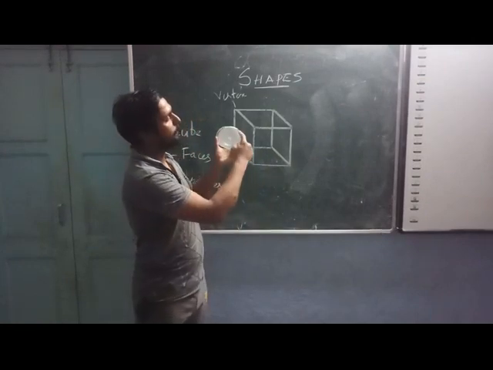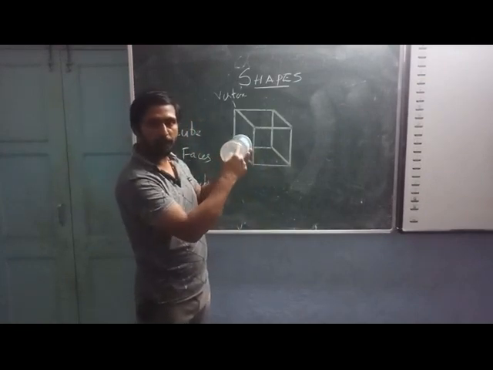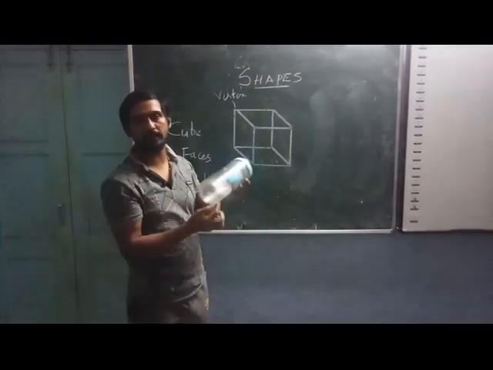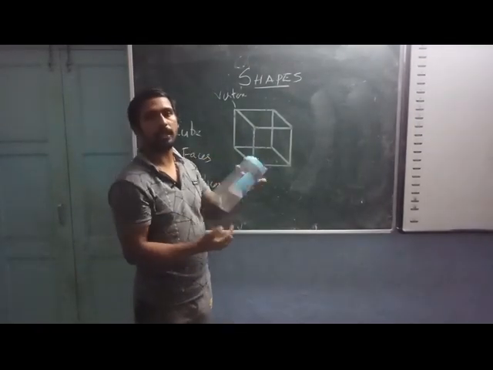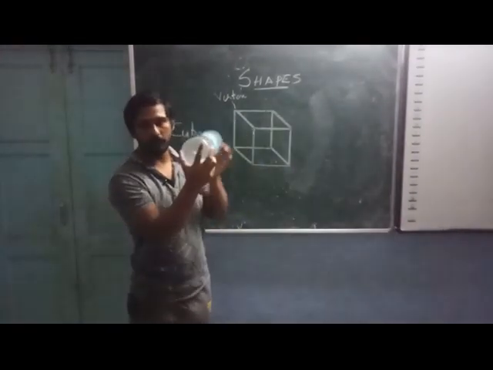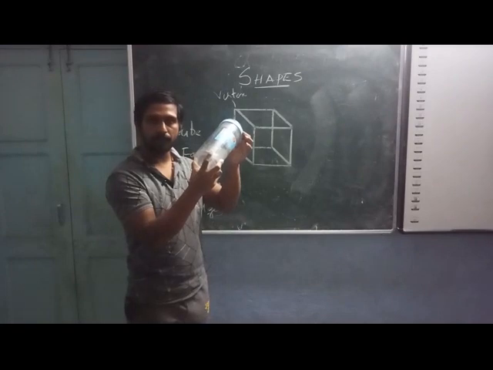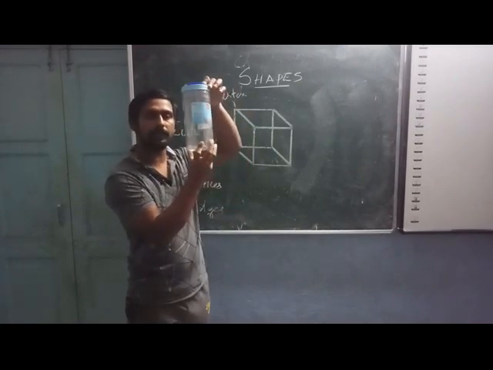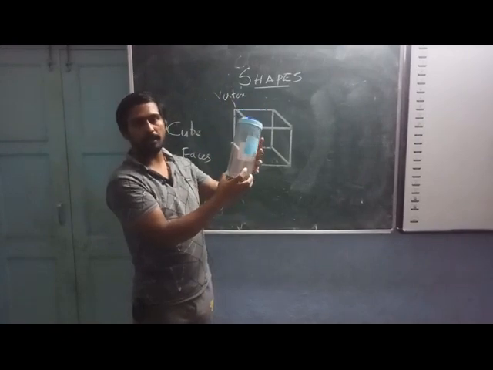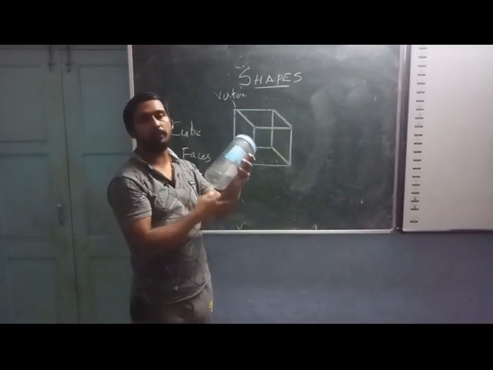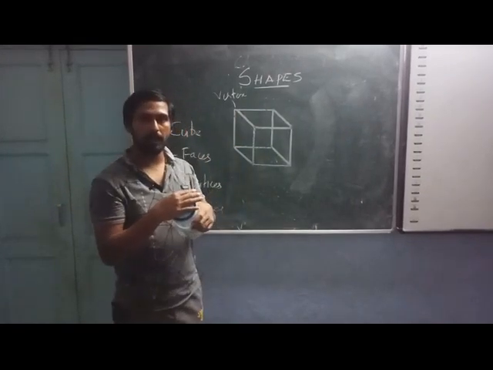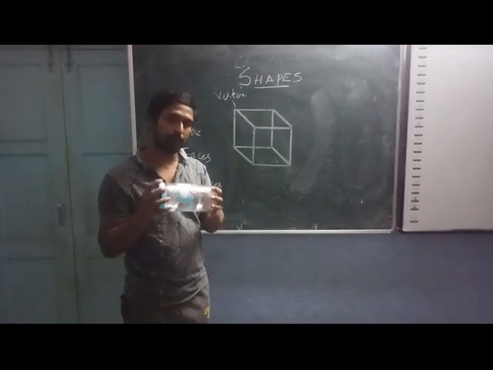Okay, so what is the shape of the face? The shape of the face is a circle. So there are 2 circle faces and one curved shape for a cylinder. Okay, is that clear for you? Did you understand what a cylinder is? A cylinder is a tube-like structure which has a curved shape and two faces. I hope this is clear for you.